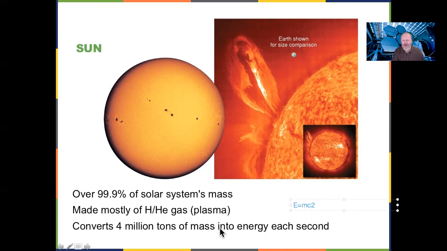And 4 million tons of mass per second means the sun puts out as much energy every second as the entire human race has used in its entire history. So go for solar energy whenever you can.